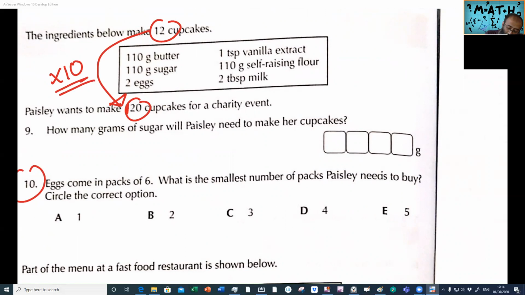So if she has 2 eggs, and you need that for making 12 cupcakes, so you want to make now 10 times that. Okay, so 2 eggs for 12, and then you multiply it by 10. So 2 times 10 is? 20. So you need 20 eggs in total if you're going to make 120 cupcakes. Now, so 20 under, and then you're going to need.